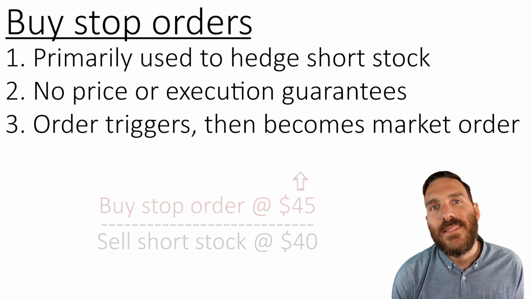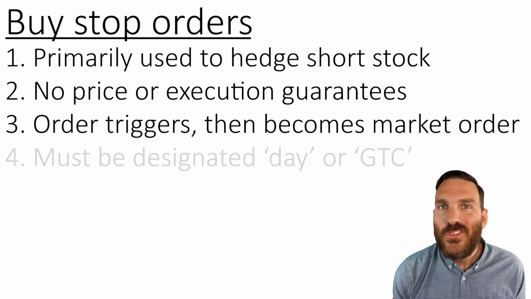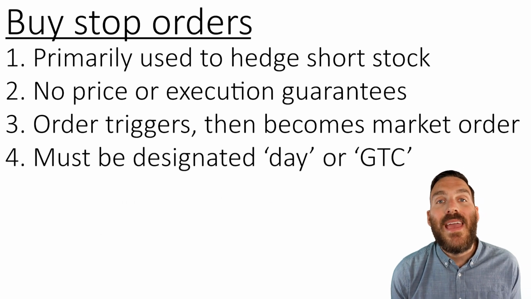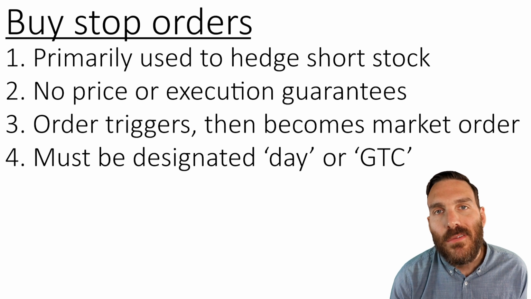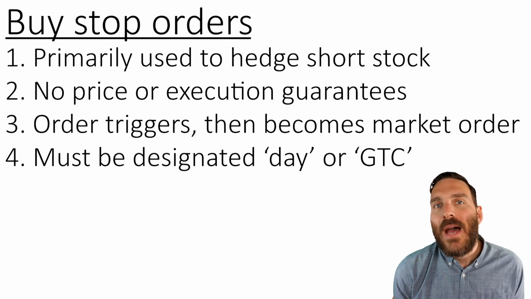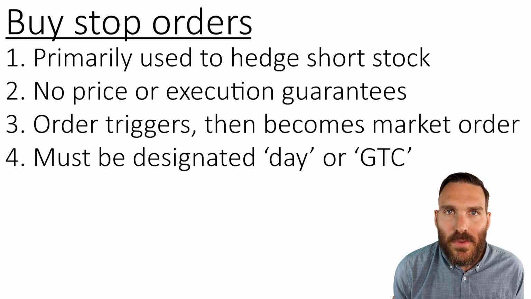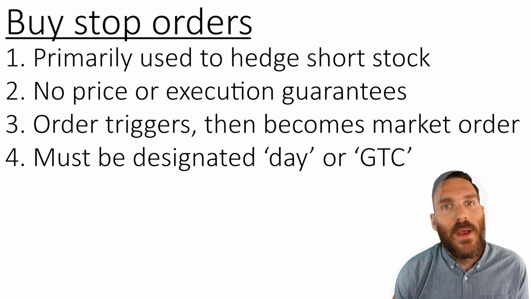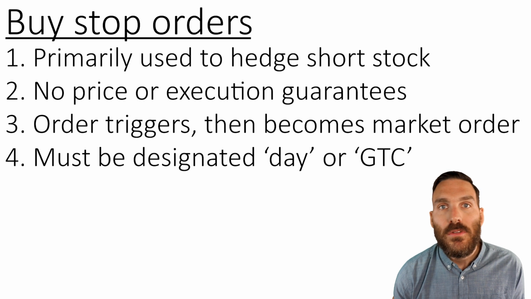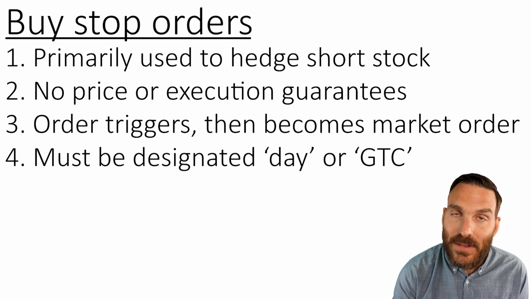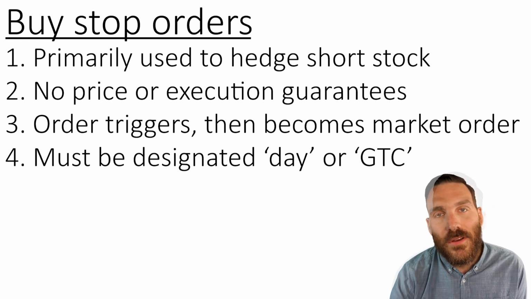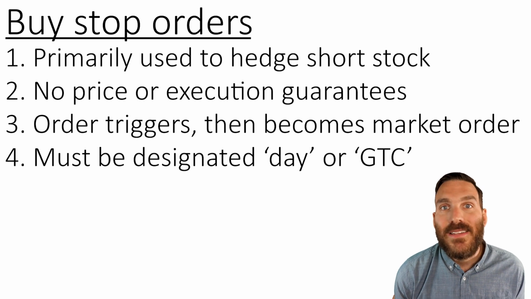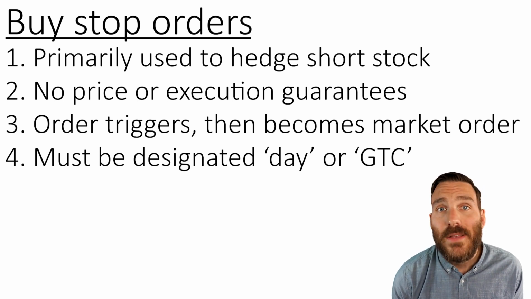Next thing to talk about is the time frame. Stop orders, just like limit orders, can either be day or good till canceled. We call those GTC orders. Those are the two time frames that we generally will associate with this type of order. A day order will cancel by the end of the day if it's not executed, whereas a GTC order will stay in the system until it is either executed or canceled by the investor, whichever happens first. And this could take place over several days, several weeks, or even months.